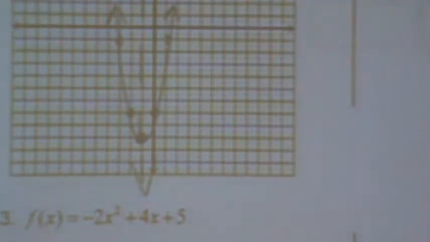Now, we should probably plug in, do another point. 3 is not enough. Let's plug 1 in. So if we plug a 1 in here, 1 squared is 1. 1 times 2 is 2. 2 plus 4 is 6. And 6 minus 7 is negative 1. Here's your graph. Next.